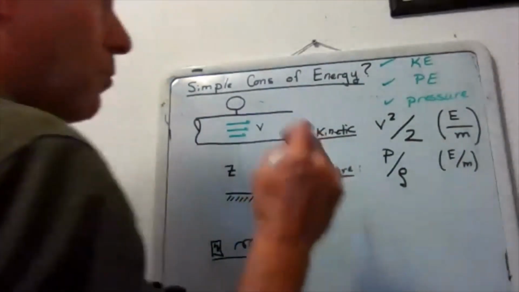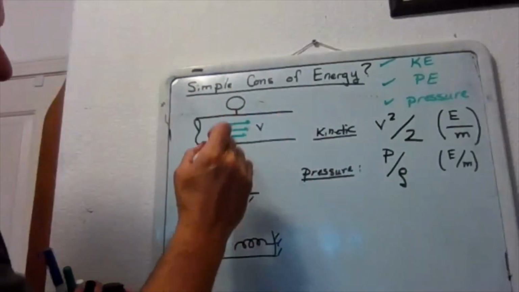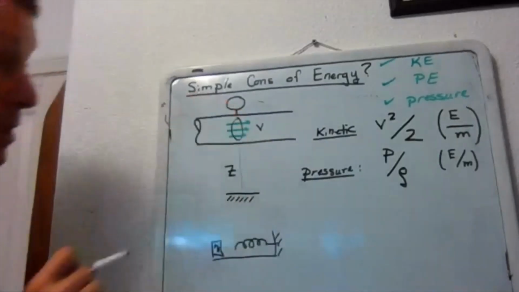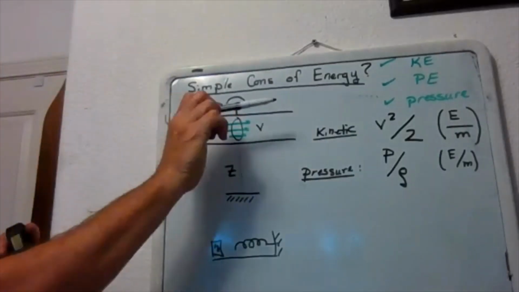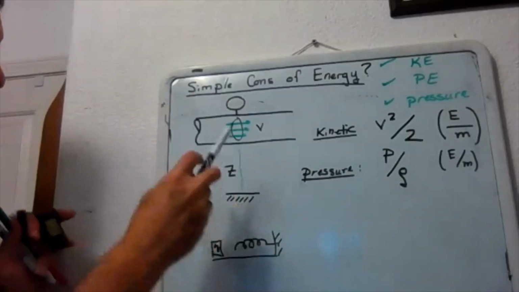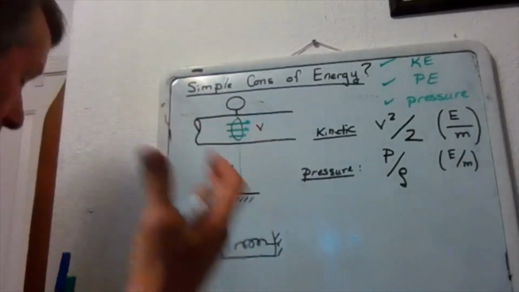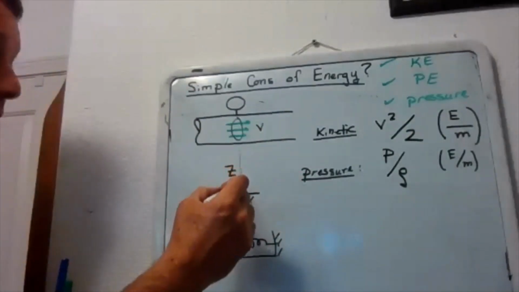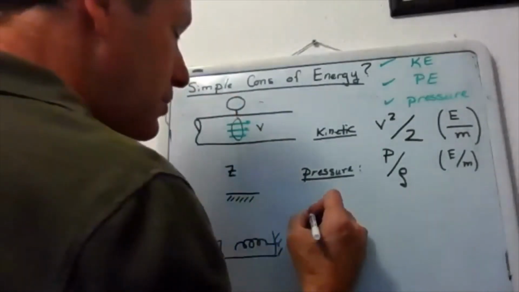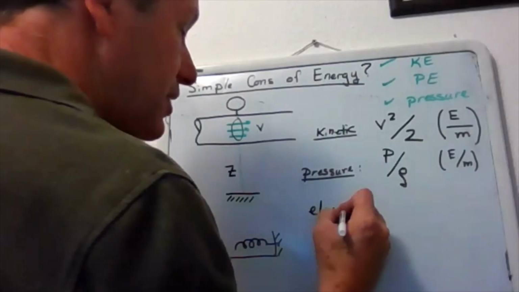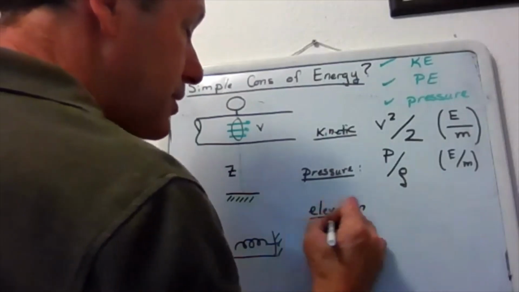Last one. We also can think of a fluid as having potential energy. So this fluid right here, we can think of it having kinetic energy because it's moving. We can think of it having pressure energy because it's under pressure, and that pressure means that it can do work. And we finally can think of it as having elevation energy, or you could also write it as potential energy.